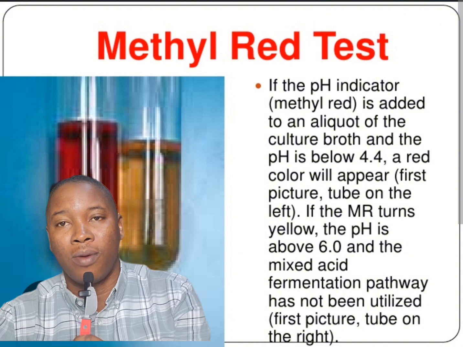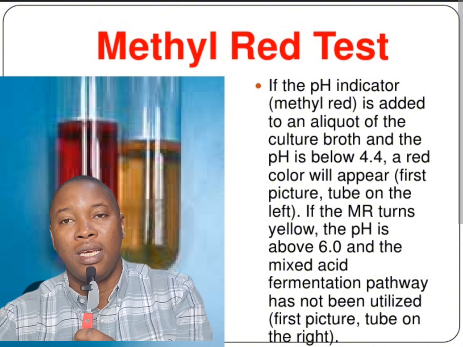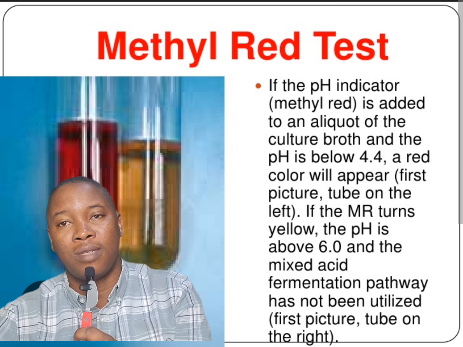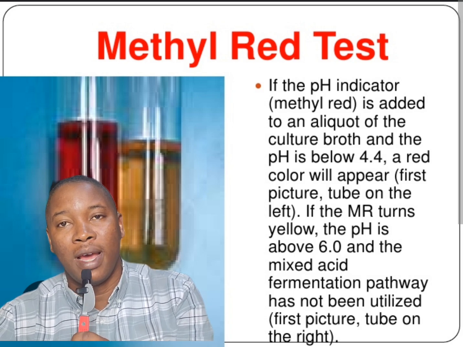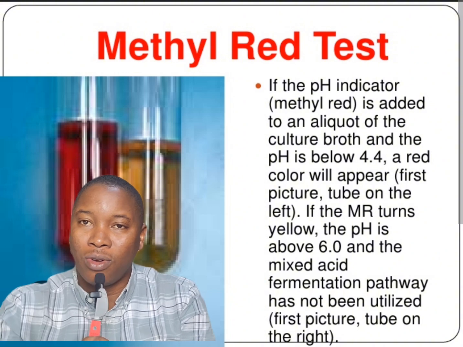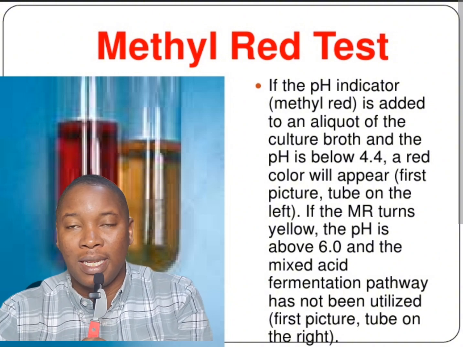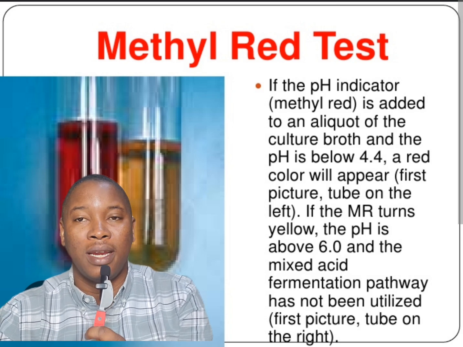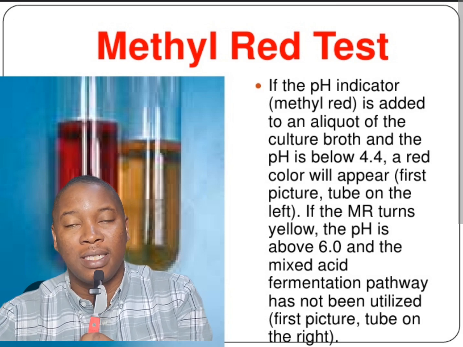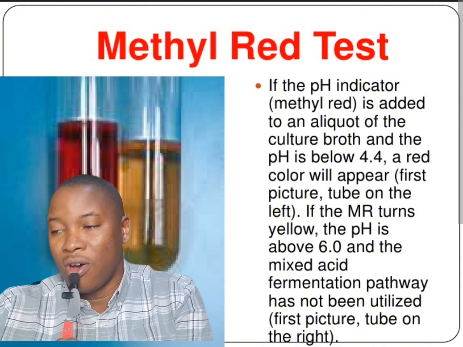Then when we come back, we look. If we see a notable color change, especially if our indicator has become red, it means that the bacteria we inoculated onto the medium used up the glucose present in that medium and produced four different acids, and these acids have dropped the pH of that medium.